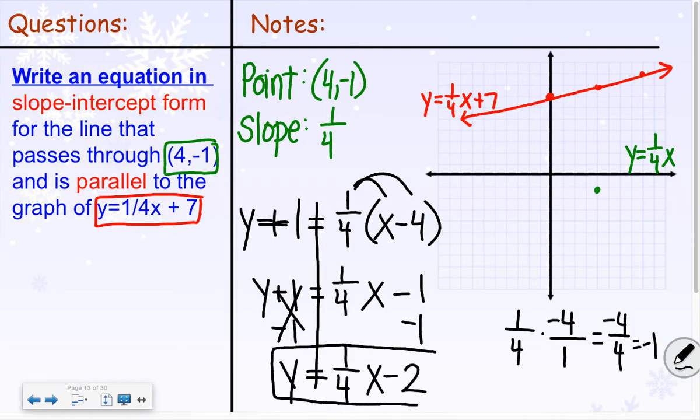Let's see if that works. My y-intercept is negative 2, rise 1, run 4. It hit my dot. So these two lines would be parallel: y equals 1/4 x plus 7, and y equals 1/4 x minus 2.